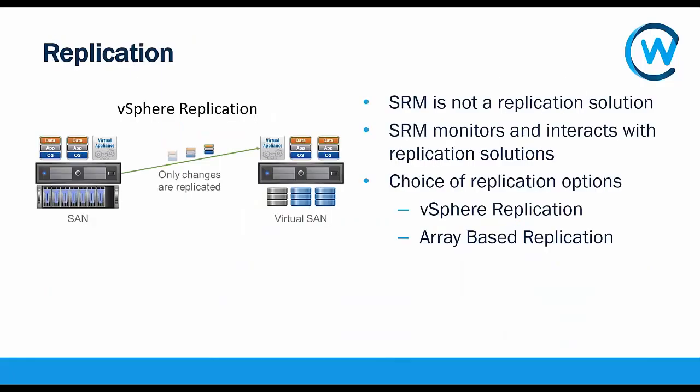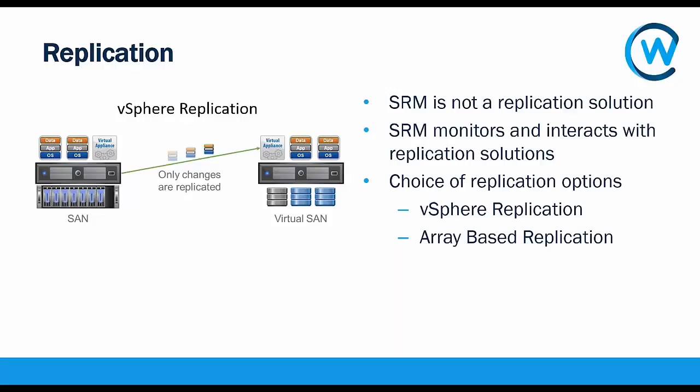So SRM isn't actually a replication solution itself. It's built to work with and integrate with replication. Like I said in the previous slide, you can do that either at the SAN level or the VMware level. Typically, if you've got two different storage arrays from different manufacturers at production and DR, storage replication isn't going to work for you. That's where you'd switch back to vSphere replication. However, if you've got the same hardware at both sites, array-based replication may work.